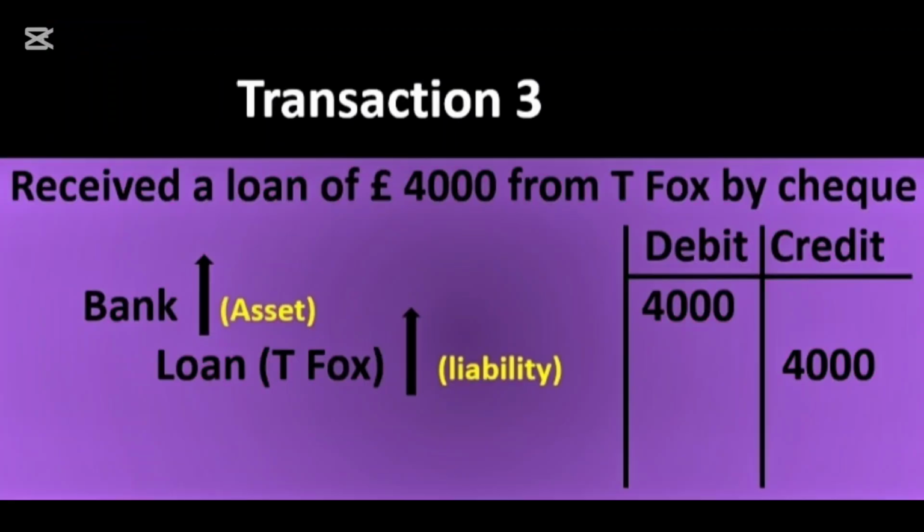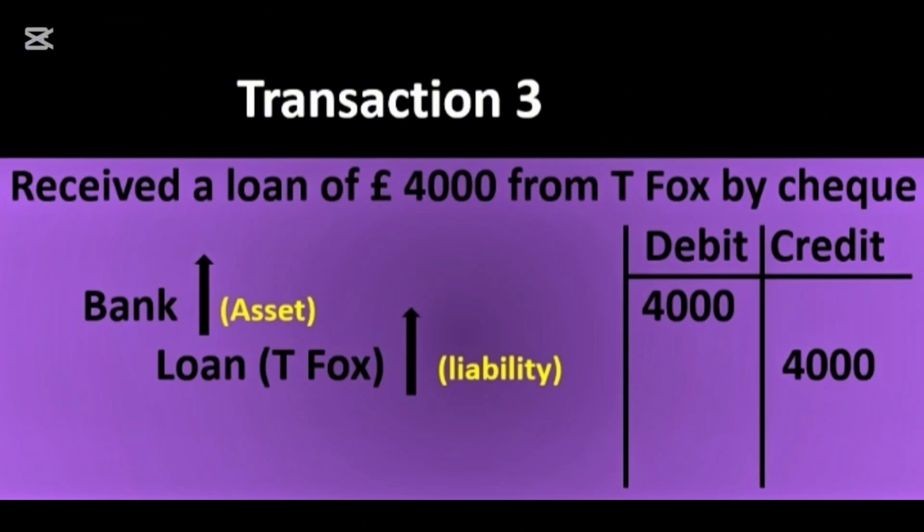Moving on to another transaction. Received a loan of £4,000 from T-Fox by check. There are two entries here. One goes on the debit, the other one goes on the credit. So which one do you think should go on the debit side? We are receiving a check. Check means your bank is increasing. Bank is an asset. It should be on the debit side.